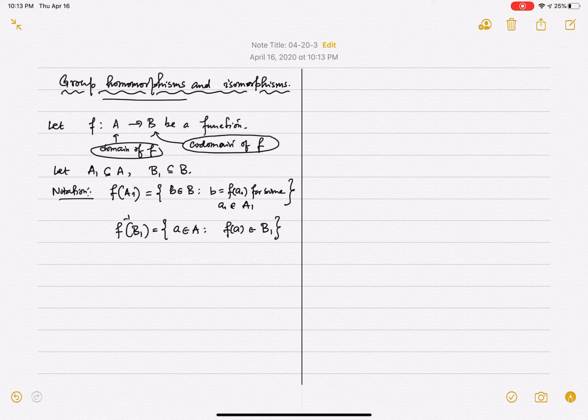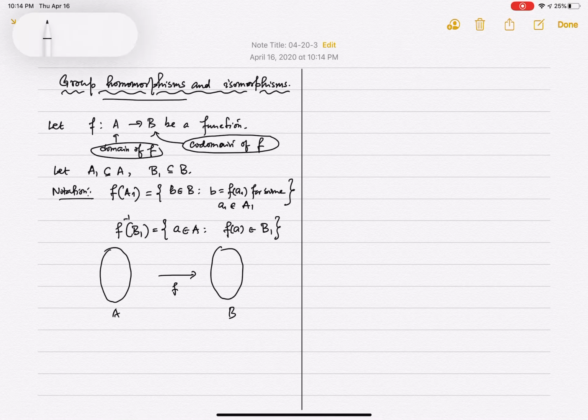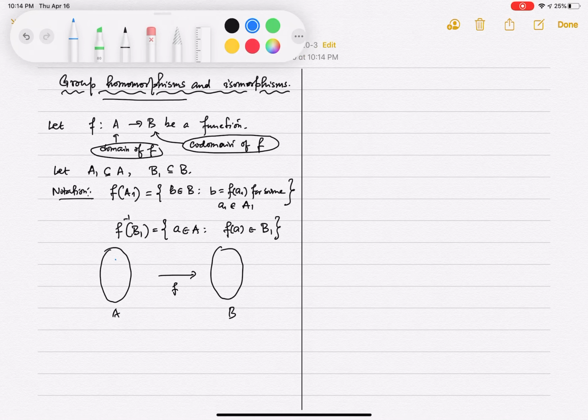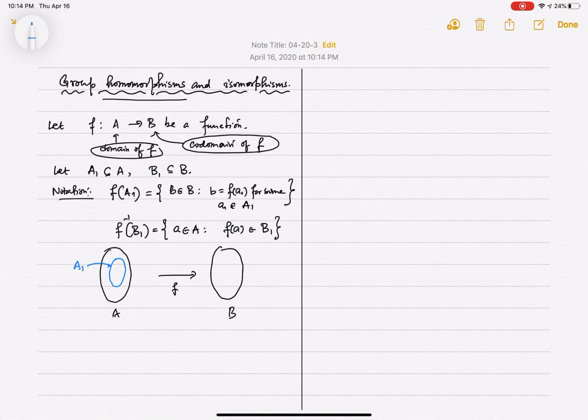Let me explain in a picture. Here, A, B, you have the function. If you take some subset here, A1, you take these guys and apply f to them, and you get some subset here. That is called f of A1.